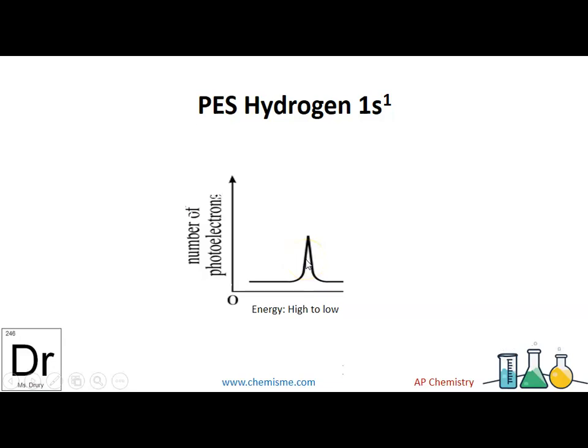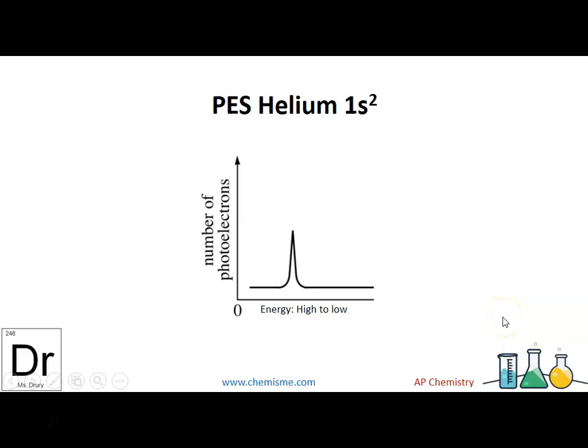The energy is written from high to low. So the higher the energy is actually over on the left side, this 0 is for the y-axis, and it gets lower as you go across. Helium looks really similar because it only has one peak, because both the electrons are in the same area. They're both in 1s orbitals.